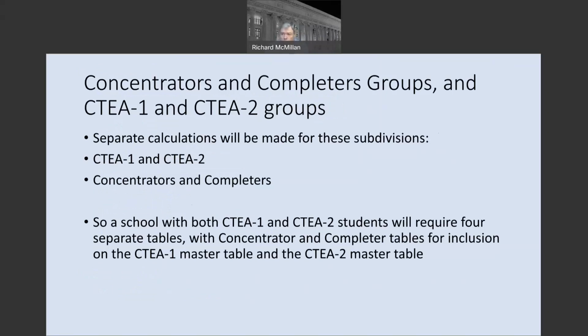Concentrators and completers groups and CLNA 1 and CLNA 2 groups. Separate calculations will be made for these subdivisions: CLNA 1 and CLNA 2 concentrators and completers. So a school with both CLNA 1 and CLNA 2 students will require 4 separate tables with concentrator and completer tables for inclusion on the CLNA 1 master table and the CLNA 2 master table.